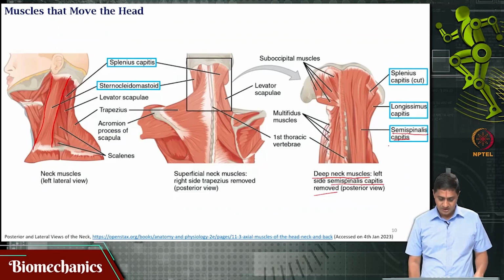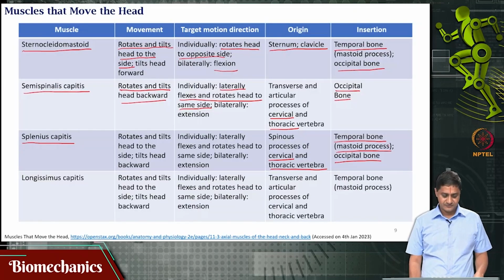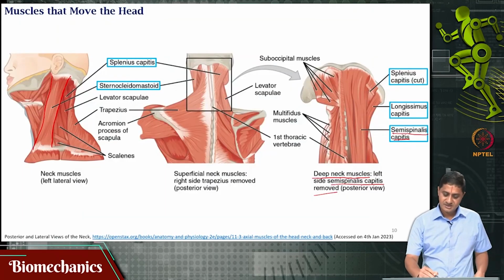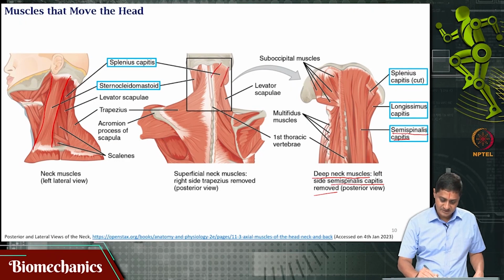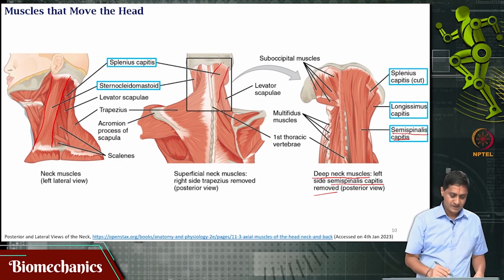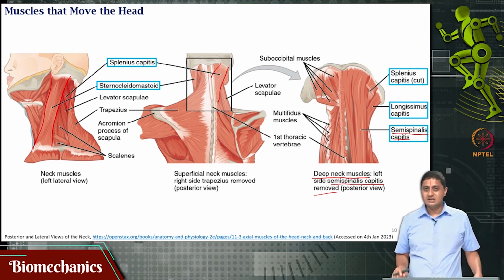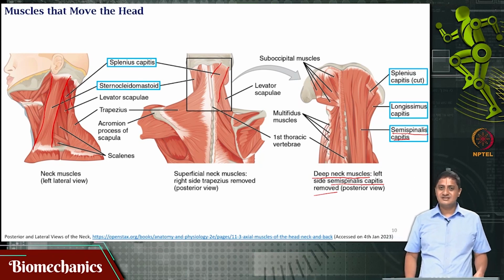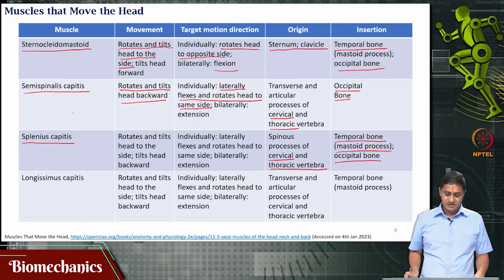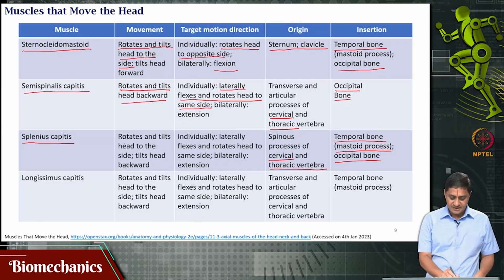Right. Let us go back and check this splenius capitis, right. That is that muscle, or here it is shown here, right. It is a relatively small muscle, unlike the sternocleidomastoid. This is relatively difficult to find, but is still not a very deep muscle. Okay. What is the function? The function is that it rotates and tilts the head to the side and tilts the head backward.